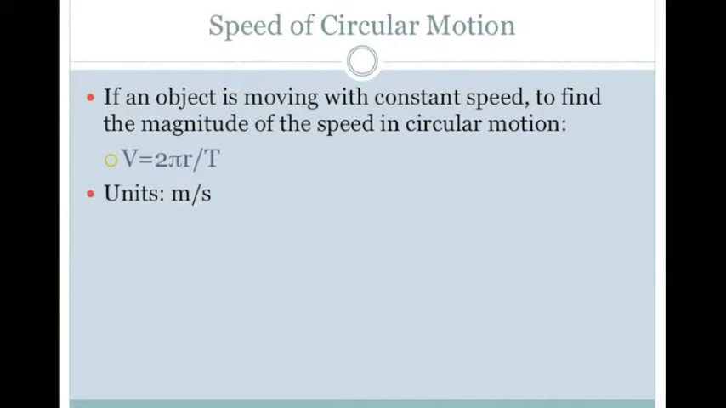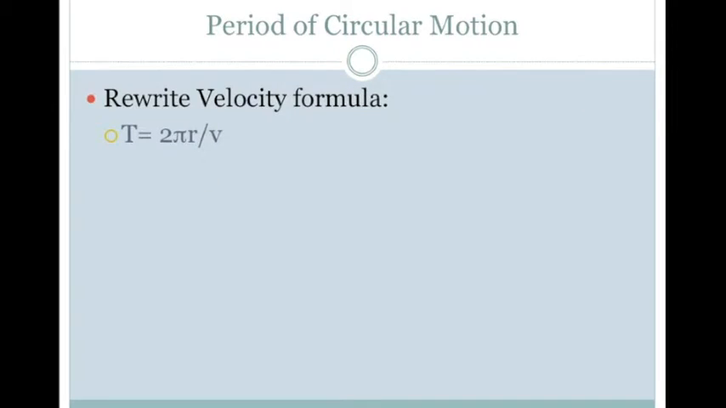If an object is moving with constant speed, to find the magnitude of the speed in circular motion, use the formula v equals 2 pi r over t. R stands for the radius and t stands for the period. The units of velocity are meters per second. Conversely, if you rewrite the velocity formula, you can solve for the period of circular motion by using the formula t equals 2 pi r over v.